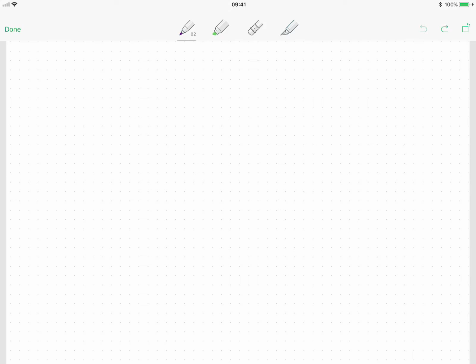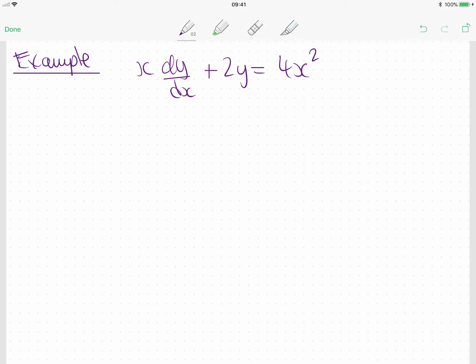Hello everyone, in today's video we're going to take a look at solving a differential equation using integrating factors. Here's the example we're going to take a look at: x dy/dx plus 2y equals x to the power 4, and we want the general solution.